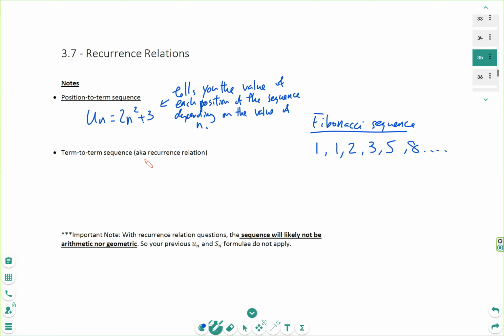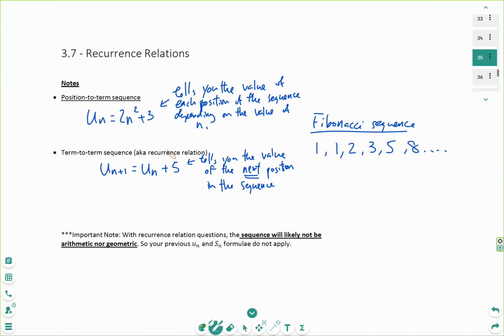Now, term-to-term sequence, which is what we're looking at today, also known as a recurrence relation, is like, for example, un plus 1 equals un plus 5. The plus 5 is not underneath the n. It tells you the value of the next position in the sequence.